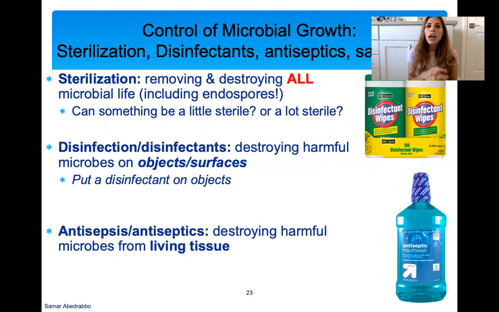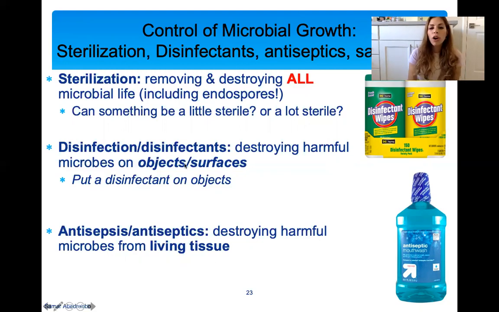To sterilize a surface or equipment for surgery, you have to go through a lot of different methods so that you can remove every single microbe, including endospores. So the term that is a better term is disinfection. Disinfection means when you destroy harmful microbes on objects or surfaces. It does not mean you remove every single microbe, but you remove most. So you remove harmful microbes from objects or surfaces.